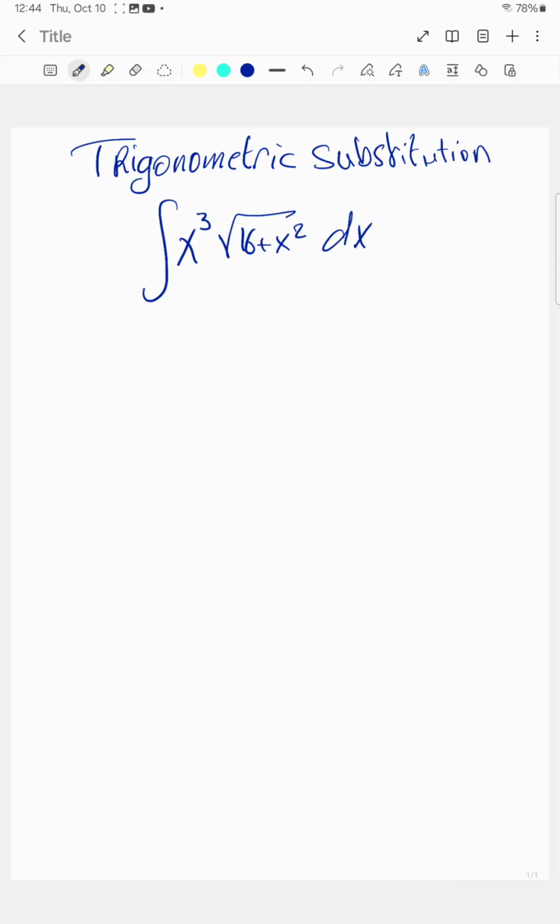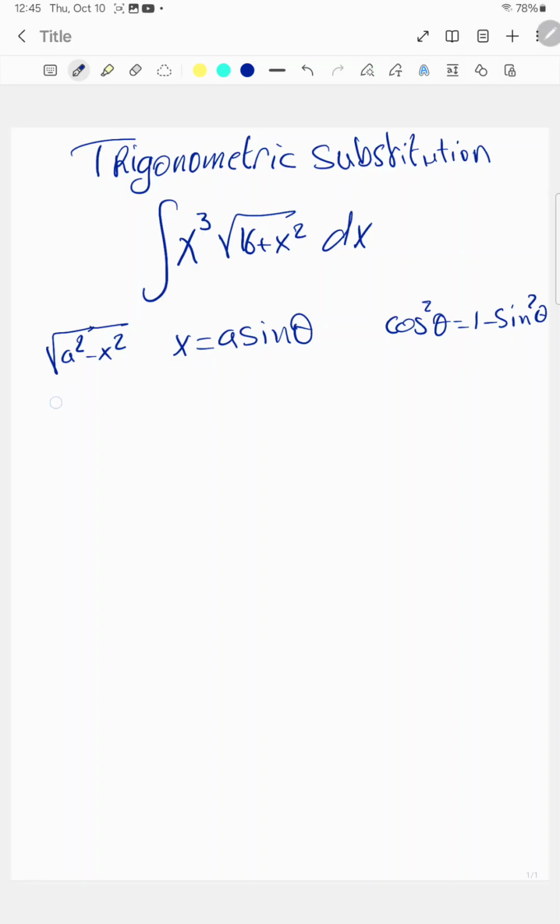In this video, we will try to use the trigonometric substitution to solve the integral below. Before I start solving it, I just want to remind you of the formula for trigonometric substitution. If you have square root of a squared minus x squared, usually we take x equal a sine of theta, and we usually use that formula: cosine squared of theta equals 1 minus sine squared of theta, because sine squared of theta plus cosine squared of theta equals 1.